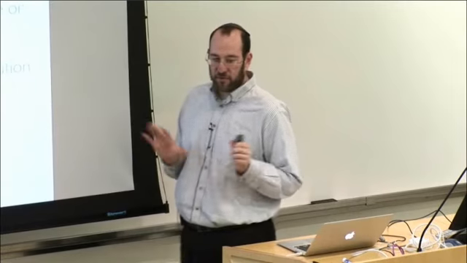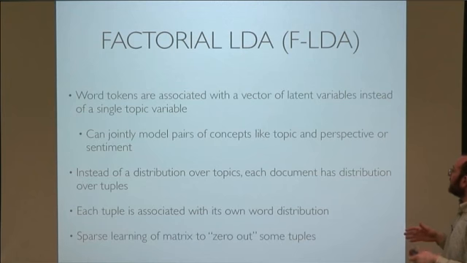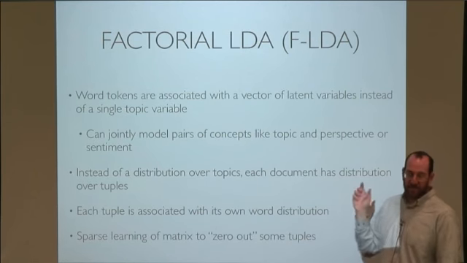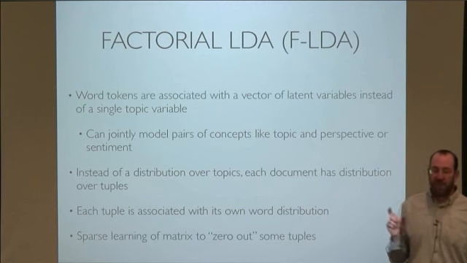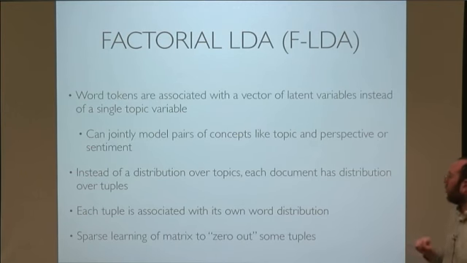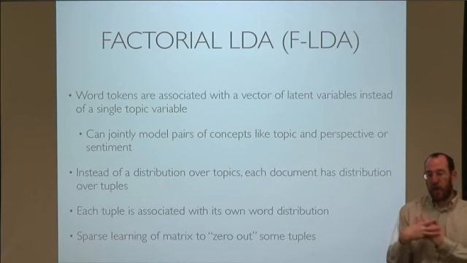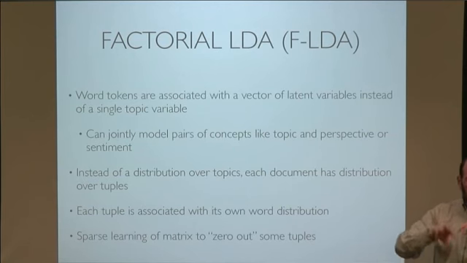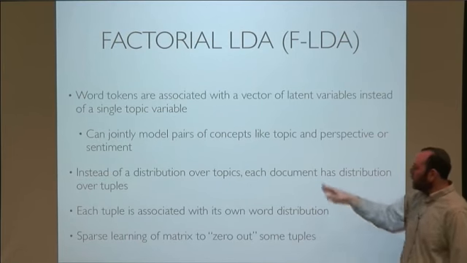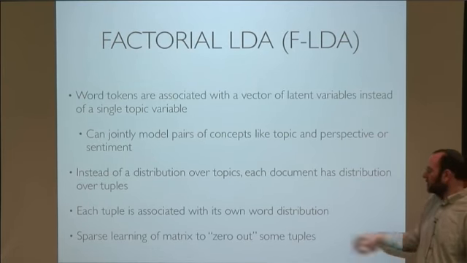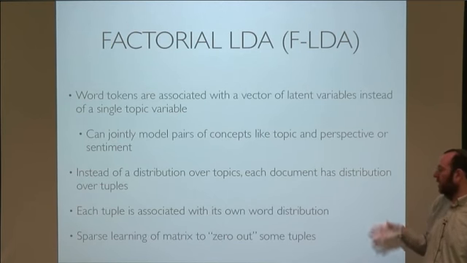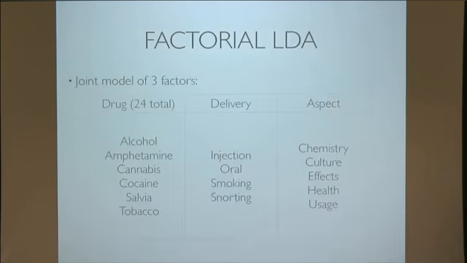It's a topic model. If you're familiar with topic models like latent Dirichlet allocation, it's the same idea. Word tokens are associated not with a latent topic, but instead with a set of latent variables. That set of latent variables allows us to jointly model multiple things at once. For example, we might be interested in modeling topic and perspective or sentiment, all at the same time, instead of a topic model where you do these things individually as different topics. So instead of a distribution over topics, we have a distribution over what we call tuples, where each tuple has its own word distribution, just like each topic would. Ignore the last line because I don't have time to talk about that.